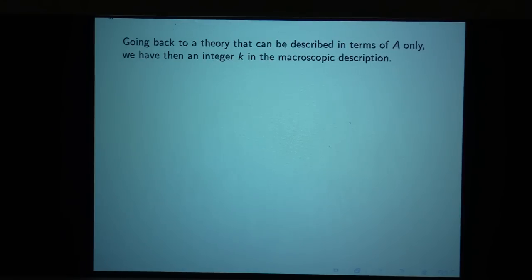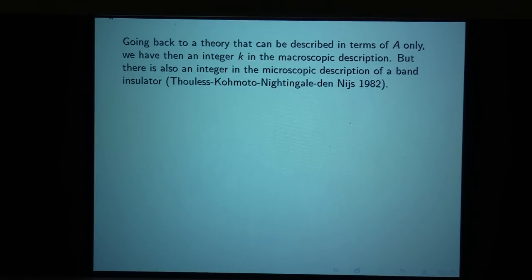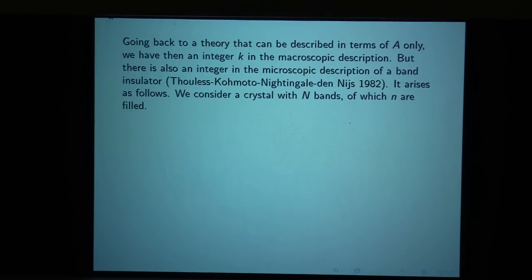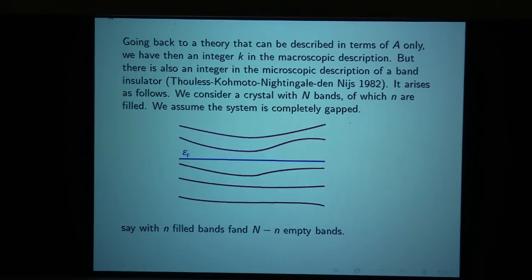Now let's go back to a theory that can be described in terms of big A only. So then we have an integer k in the macroscopic description. But there's also an integer in the microscopic description of a band insulator, introduced by TKNN a long time ago, and you heard about it in Charlie Kane's lectures. It arises as follows, just as a reminder. We consider a crystal with N bands of which little n are filled. And we assume the system is completely gapped, say with n filled bands and big N minus little n empty bands.